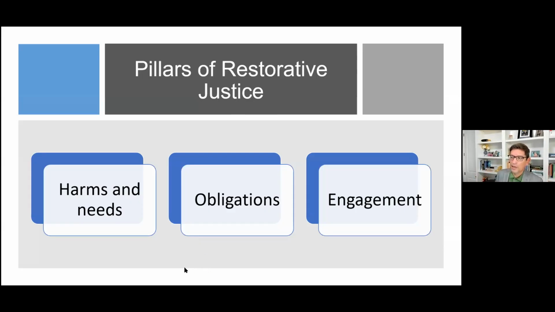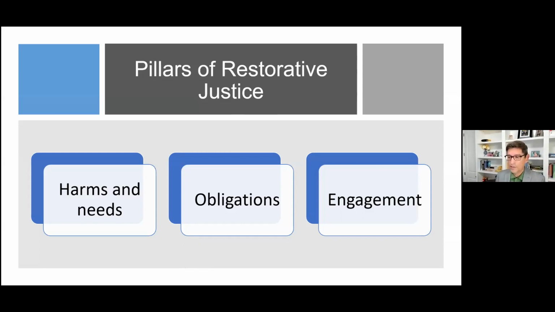So the pillars of restorative justice, again, harms and needs. We for sure address those things. Again, the needs on both sides, right? What are the needs for the victim? What are the needs for the offender? What are the needs for the campus, right? Why is this happening here? And so again, trying to find out what the underlying issues are and address those needs.